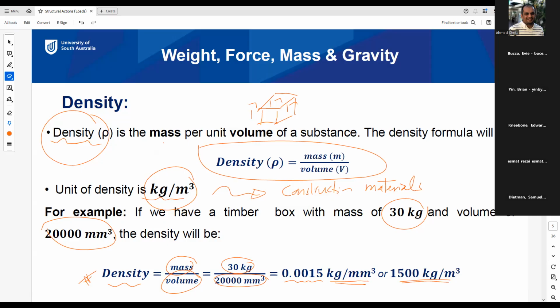Okay? So this is an example of how to find the density of a substance or density of any object or any construction material we will be using.